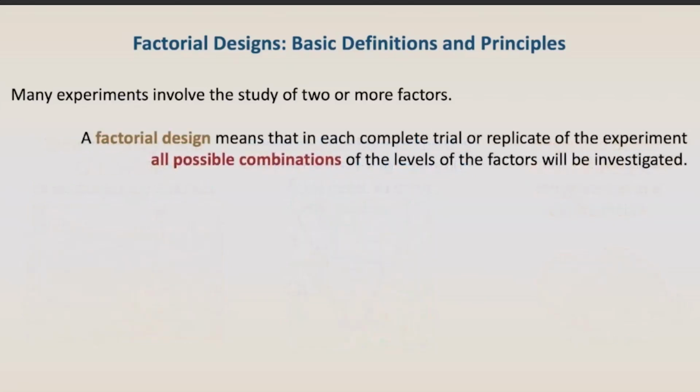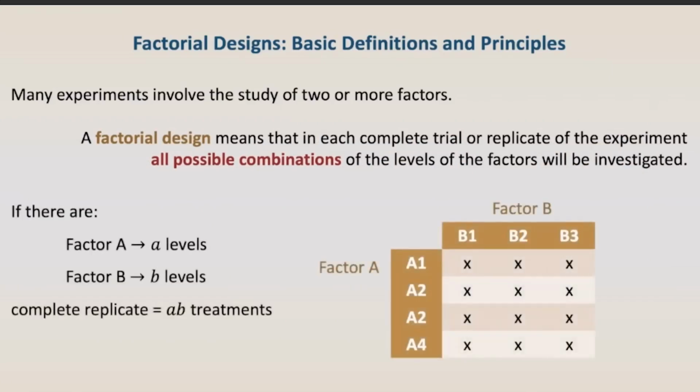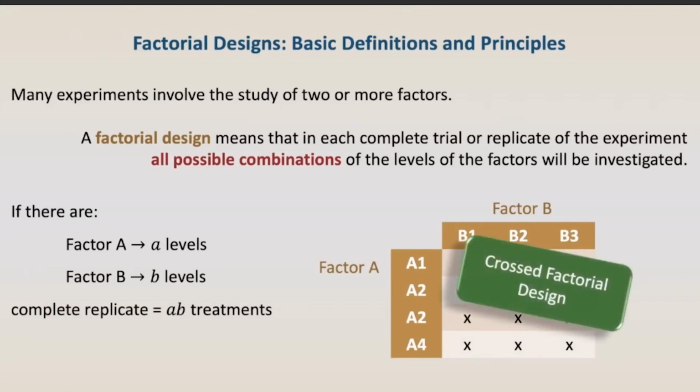A factorial design means that in each complete trial or replicate of the experiment, all possible combinations of the levels of the factors will be investigated. If there are A levels of factor A and B levels of factor B, each complete replicate will involve A×B treatments, and we call it a cross-factorial design.